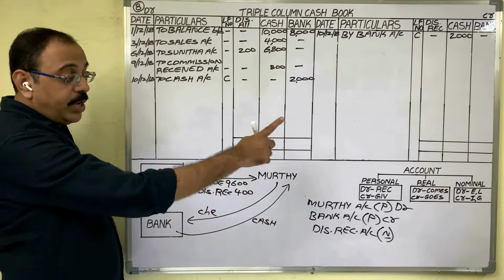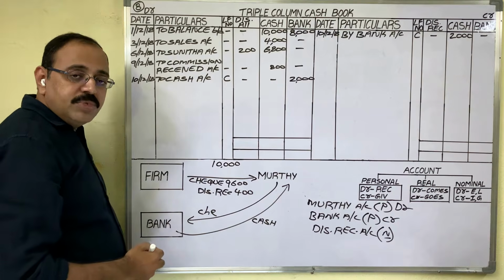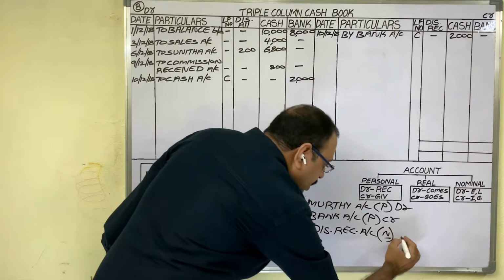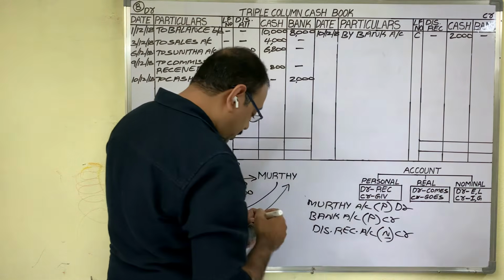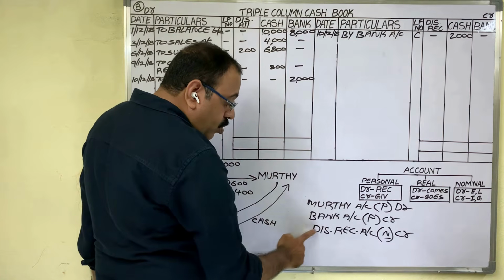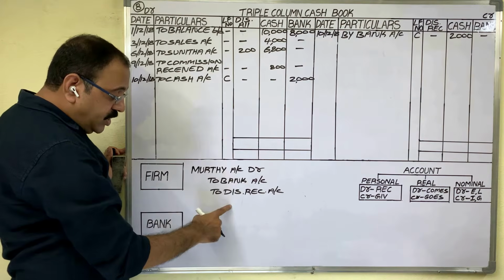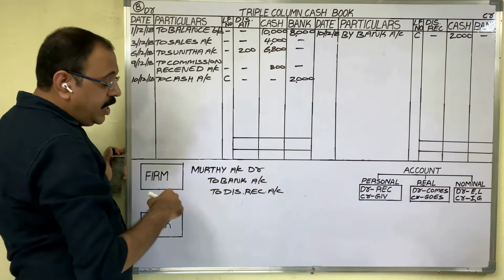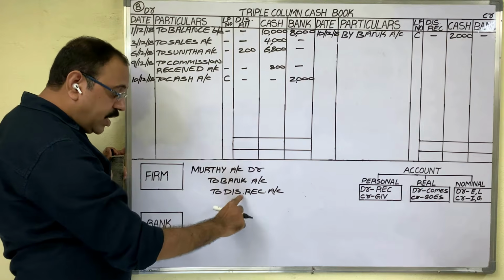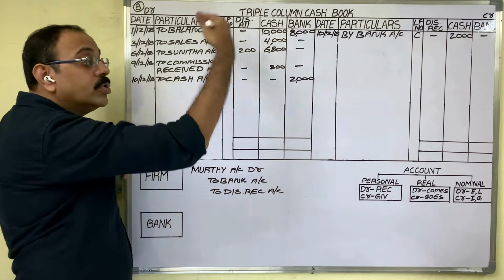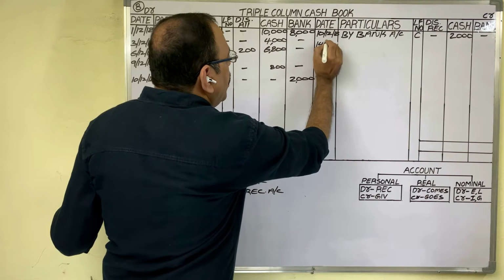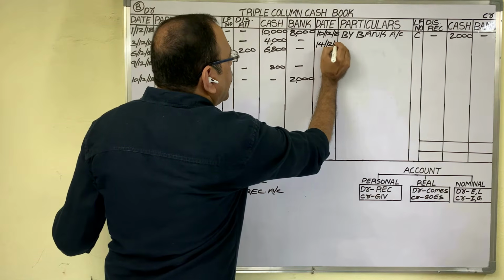Nominal account rule: debit all expenses and losses, credit all incomes and gains. Discount received is a gain to us. Credit it. Final entry is Murthy account debtor to bank account, to discount received account. Out of these three accounts, we are preparing the bank account here, and discount details we are also showing. As these two accounts are credited, this entry we have to post on the credit side. In the date column, write down the transaction date, 14th December, by.